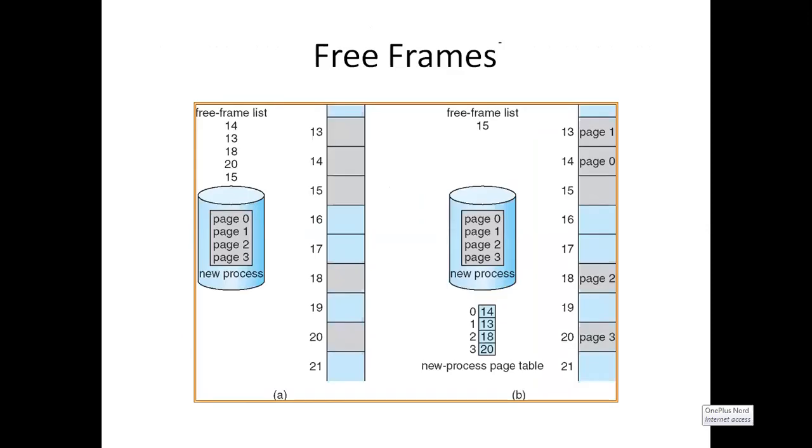Next, coming to this one, this is a free frame list. So what is a free frame list? Try to observe A. There are two diagrams in this one, A and B. Here, in the backing store, what is a backing store? Secondary memory. It is shaped like a cylinder, as I told you earlier. Here we have one process, and the process is divided into 4 pages: page 0, page 1, page 2, page 3.